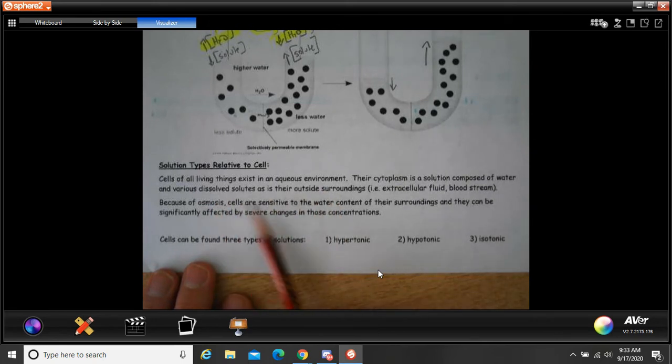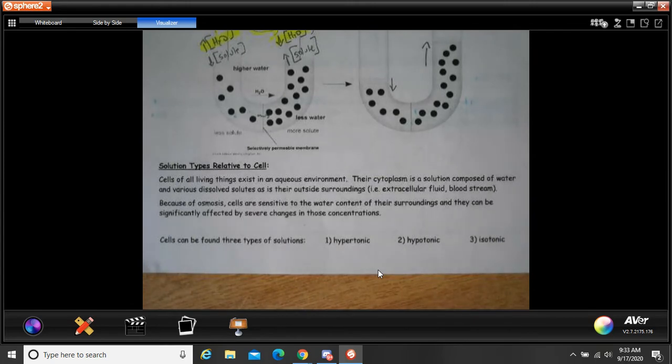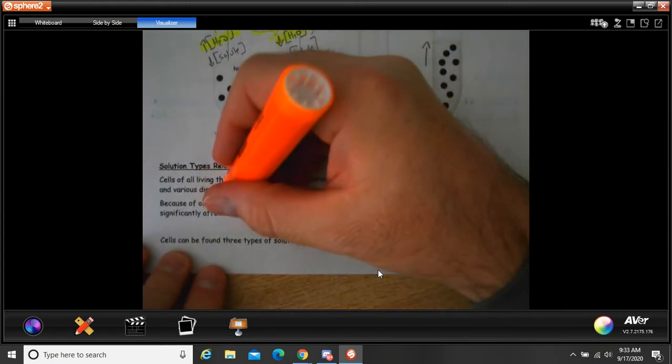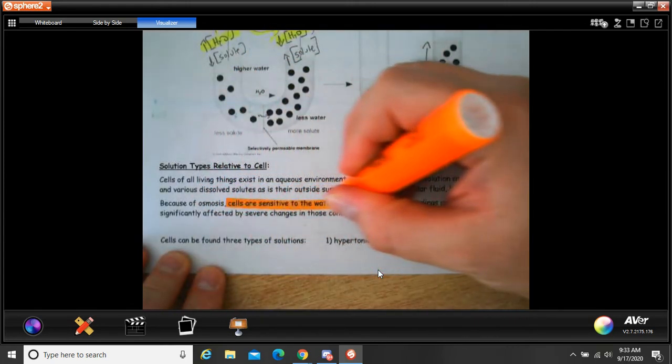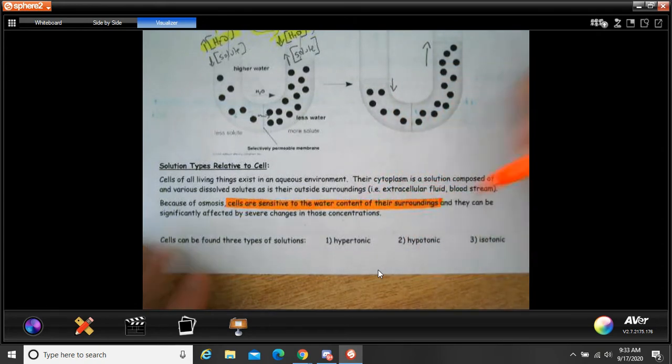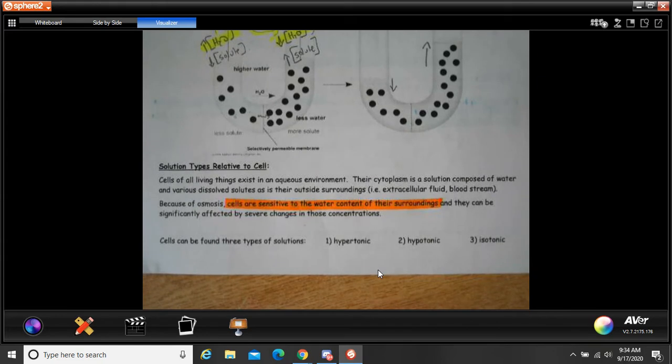Because of osmosis, cells are sensitive. So keep that in mind. Cells are sensitive to the water content of their surroundings. That means outside of a cell. And they can be significantly affected by severe changes in those concentrations. Now, we'll talk about some severe situations in our work coming up here.